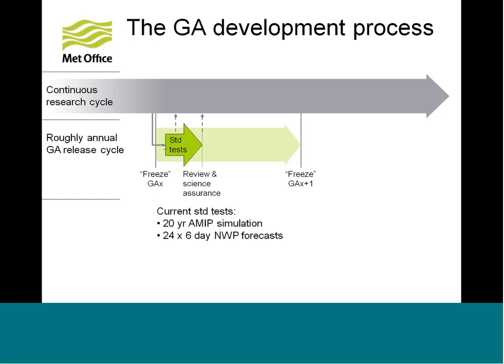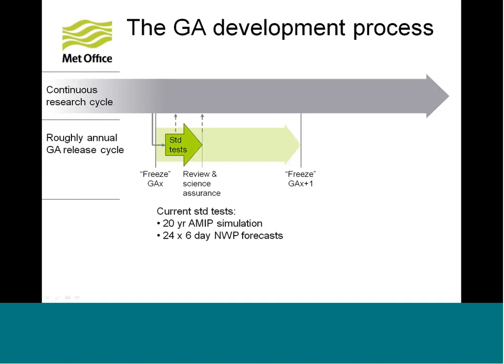Every change that we want to build in has to go through a set of standard tests, and we ask the model change developers themselves to run these tests. So we give them controls, and they will run currently a 20-year atmosphere and climate simulation, and they'll run a set of 6-day NWP forecasts spread out over 2 years in time. And we give them a framework in which to assess the results of those tests as well.